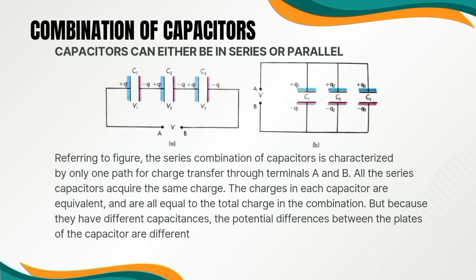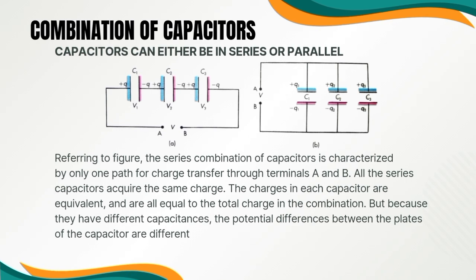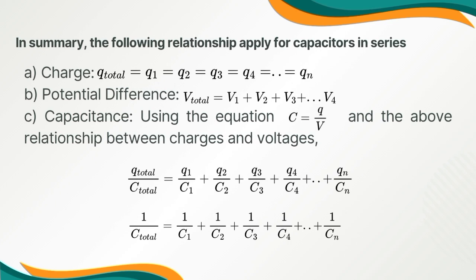Combination of capacitors. Capacitors can either be in series or parallel. Referring to the figure, the series combination of capacitors is characterized by only one path for charge transfer through materials A and B. All the series capacitors acquire the same charge. The charges in each capacitor are equivalent and are all equal to the total charge in the combination. But because they are different capacitors, the potential differences between the plates of the capacitors are different. In summary, the following relationships apply to capacitors in series.